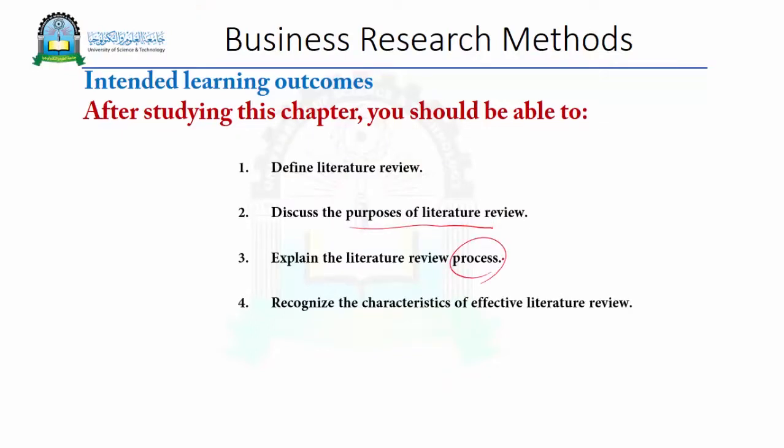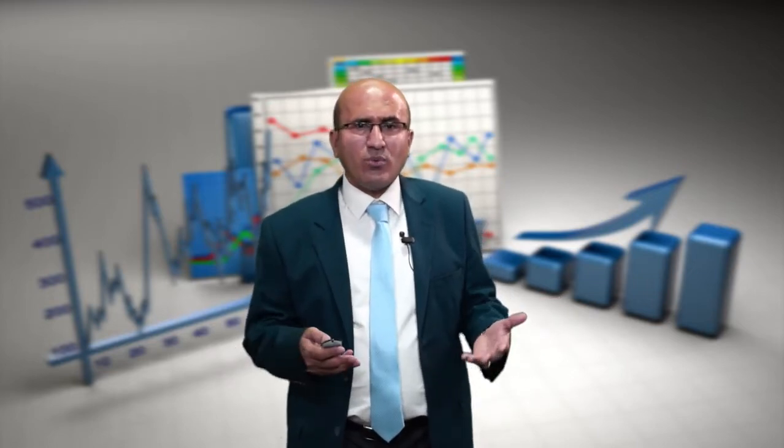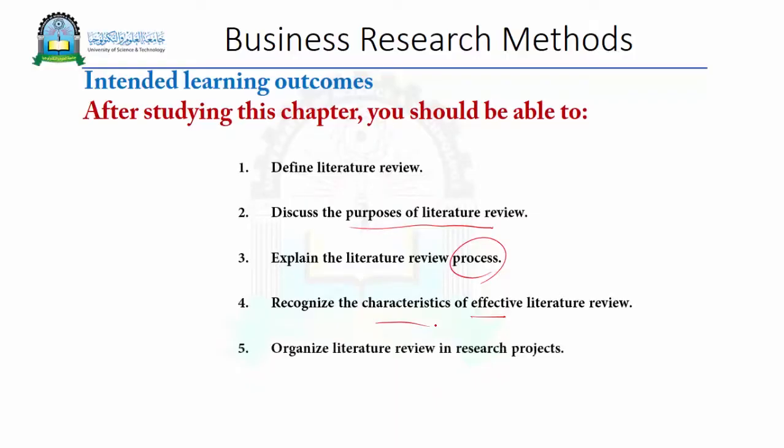The students should also be able to recognize the characteristics of an effective literature review. What is a good literature review and what are its characteristics? They should be able to organize the literature review in research projects, and prepare the references using the APA style, which is very popular in business administration. So students must take the citation and also prepare the references using this style.